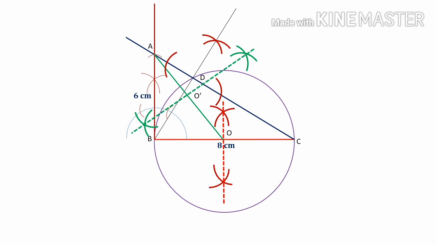And the meeting point, the midpoint of OA, we will get, and take it as O dash. And using your compass, take O dash as center and draw a circle through A. This circle will meet the previous circle at two points, one here and another one here. So this point is already labeled B. The other point we label as E. AB and AE are the required tangents. So we have to join AB and AE.